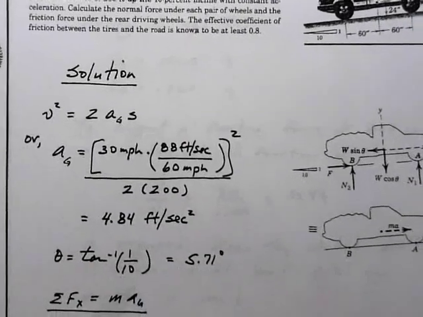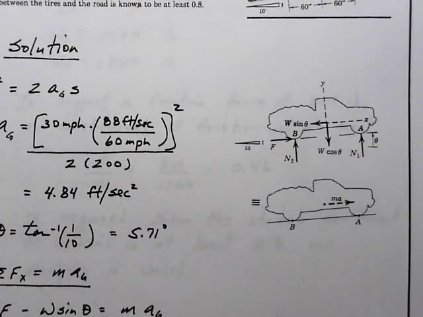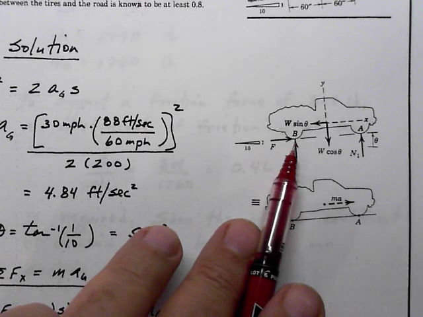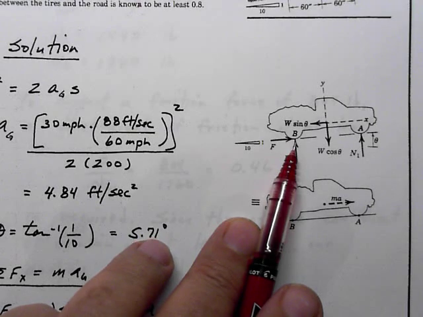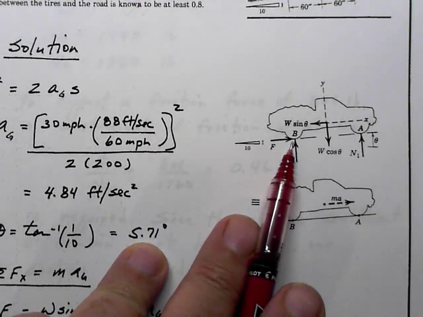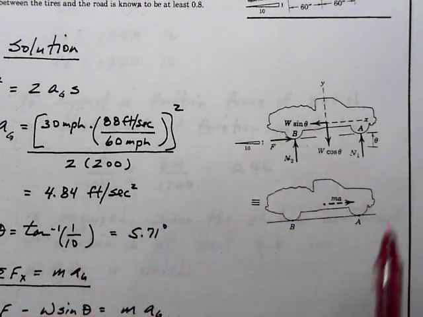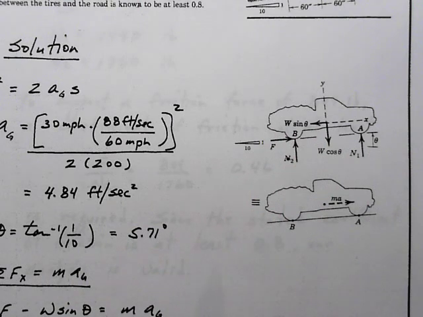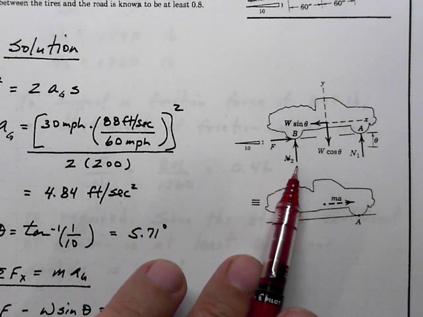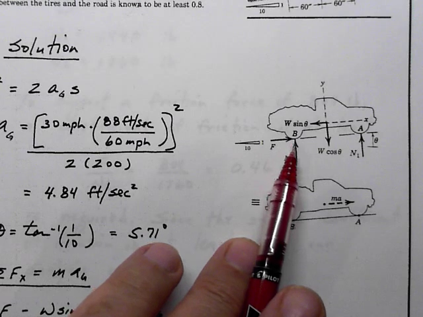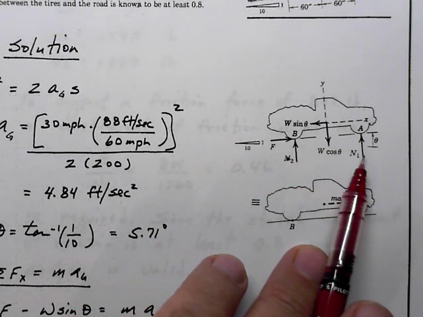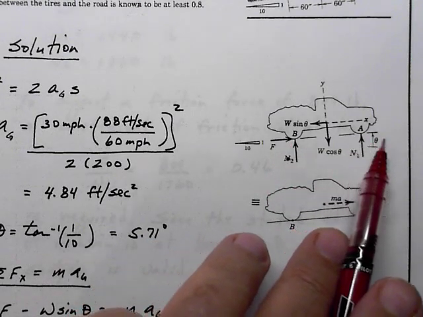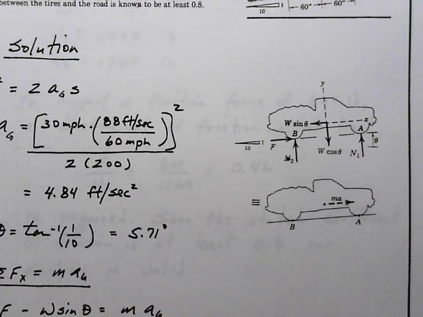And now what we want to do is take a close look at the free body diagram of this truck and see what we have on it. We have a rear wheel drive truck with a friction force that is propelling the truck up the hill and allowing it to accelerate. And we have a normal force under the rear wheels. We have a normal force under the front wheels, but we do not have any friction force because it's not a front wheel drive or a four-wheel drive.